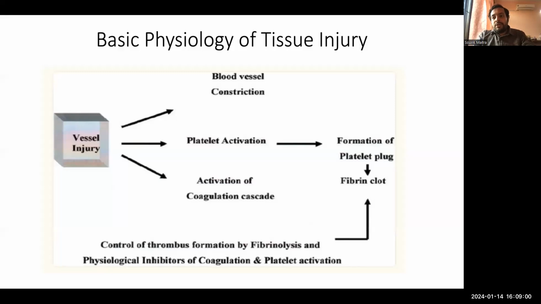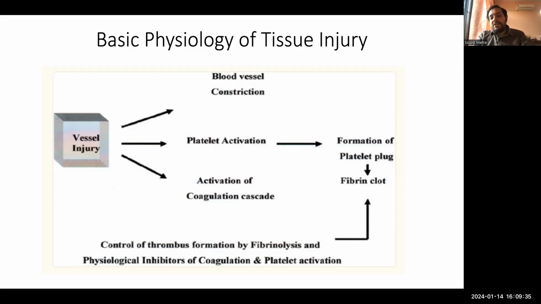Now, before going to the specific pharmacology, let's discuss the basic pathophysiology of hemostasis, tissue injury, and control of blood loss. Whenever there is a vessel injury, be it because of surgical trauma, stress, or any other reason, three things primarily happen. The blood vessel constricts because of the activation of the sympathetic nervous system, there is a platelet activation at the site of tissue injury, and simultaneously there is activation of the coagulation cascade.